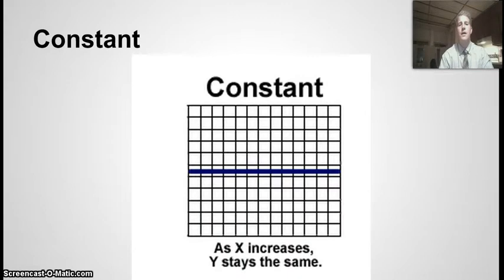So again, here is our constant graph. It's just a straight line across. Y is going to stay the same as x increases.